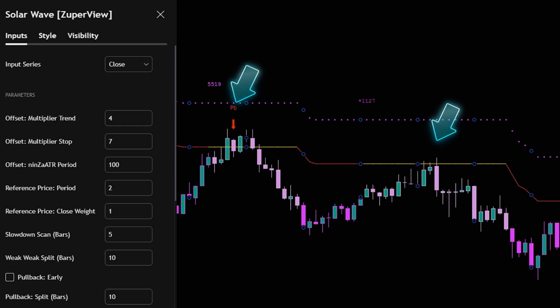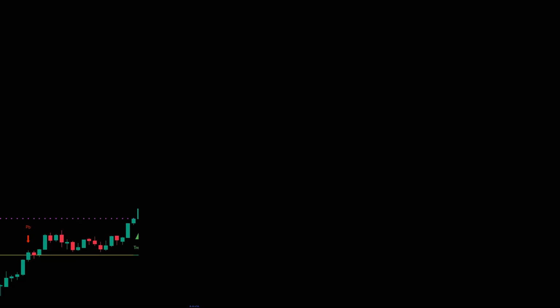For example, if you set the value to 10, the next signal will appear only after at least 10 bars have formed since the previous one. Increasing this value reduces how often new signals show up, so you can match the signal frequency to your trading style. As the market moves, the indicator signals the formation of a new uptrend.